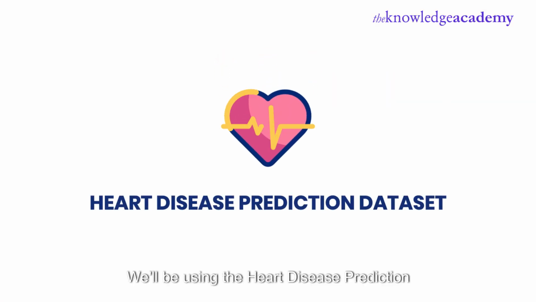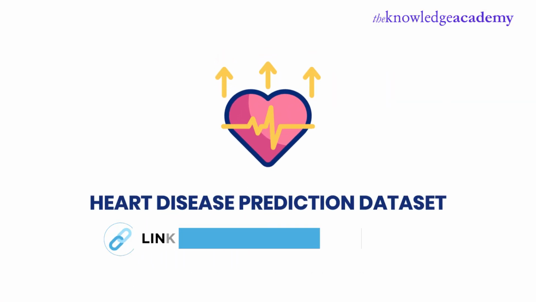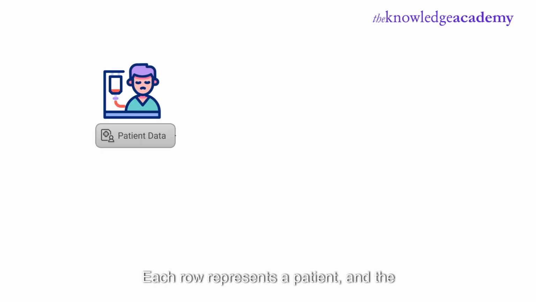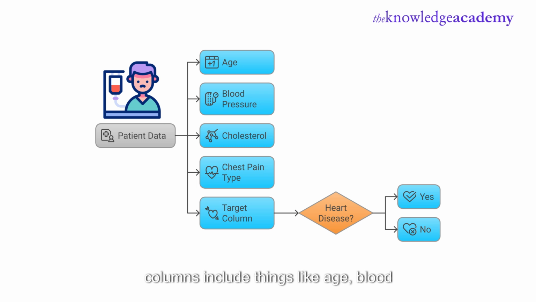We'll be using the heart disease prediction dataset. The link to this dataset is given in the description below. Each row represents a patient, and the columns include things like age, blood pressure, cholesterol, chest pain type, and whether or not they have heart disease. The target column is what we'll predict. 1 means the patient has heart disease, and 0 means they don't.